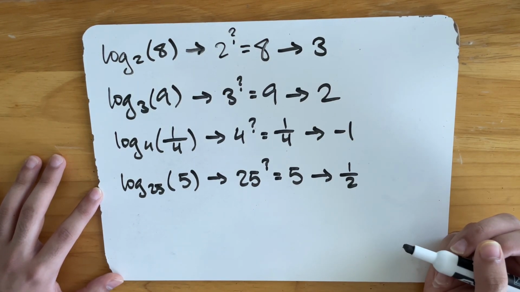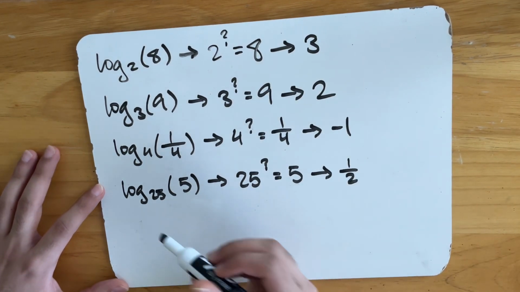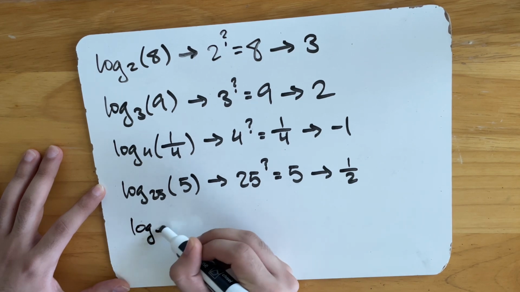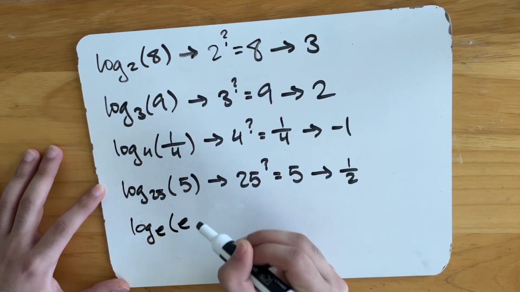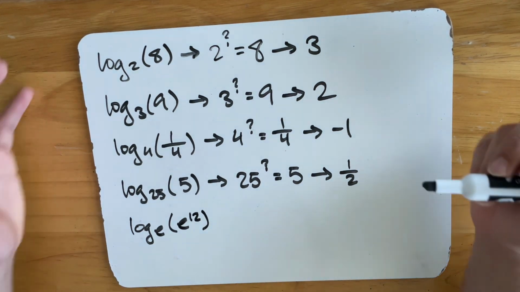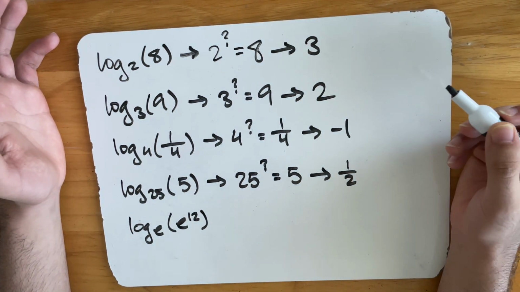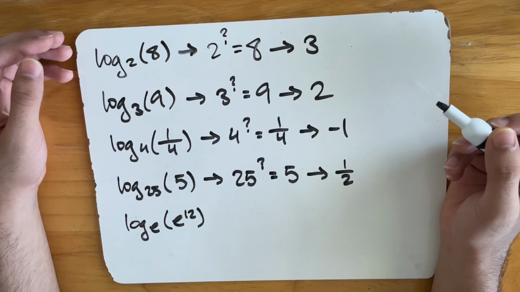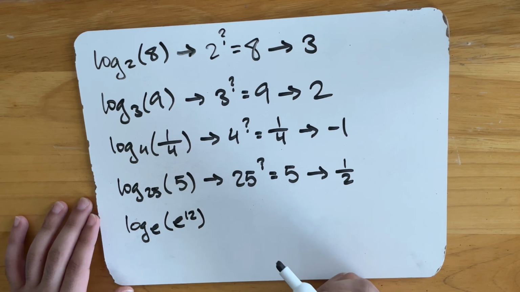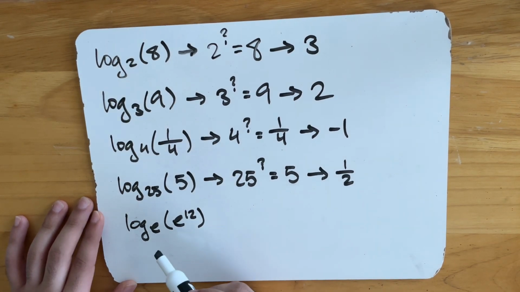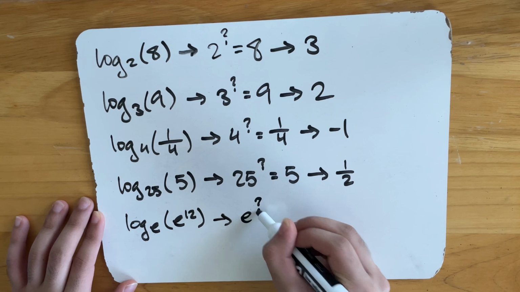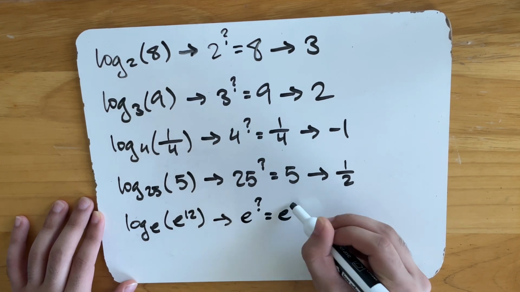Now we'll try one more. I'm going to make up a number this time. Log base e of e to the 12th. Now, if you know what e is, and you know its significance, then good for you. But if you don't know what e is, we'll just say it's a number for now. Just a random number. I made it up. So log base e of e to the 12th. What we're really asking is, e raised to what power is equal to e to the 12th?